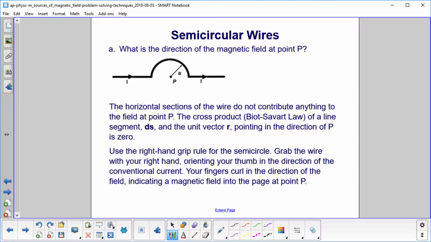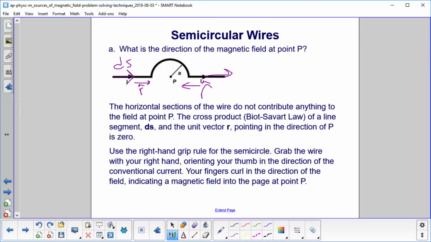The horizontal sections of the wire, which is over here and here, do not contribute anything to the field at point P. Here we're going to erase this for a second. We use the Biot-Savart law for a line segment ds, so here would be ds, and the unit vector r, which is pointing to P, where we want to find the magnetic field. Those are parallel, so the cross product is 0, and there's no magnetic field. And in this case here, ds is this way, r hat is this way, and the cross product is still 0.